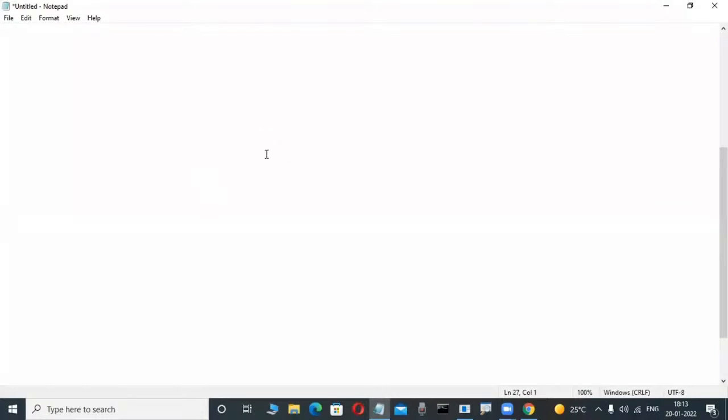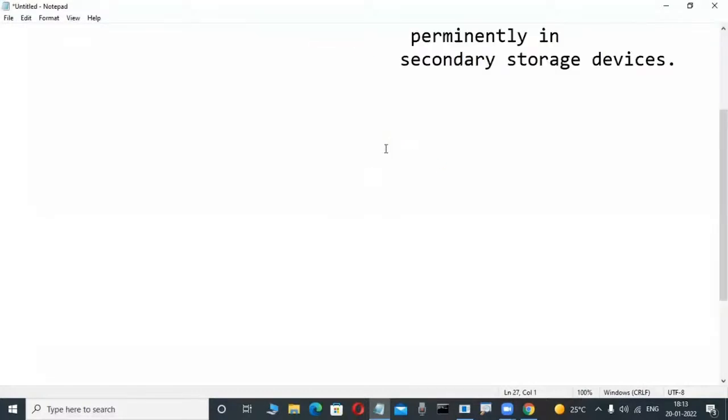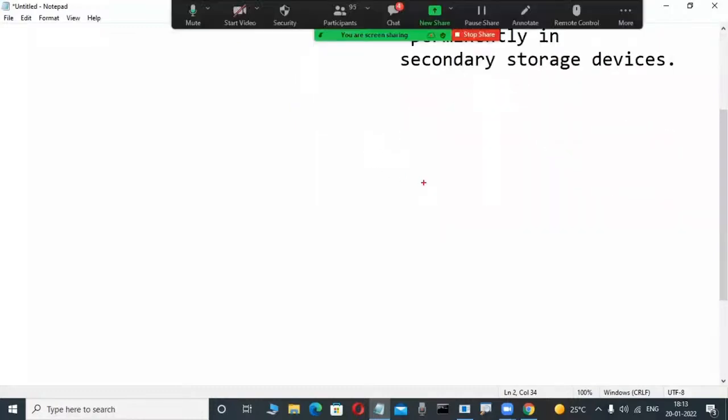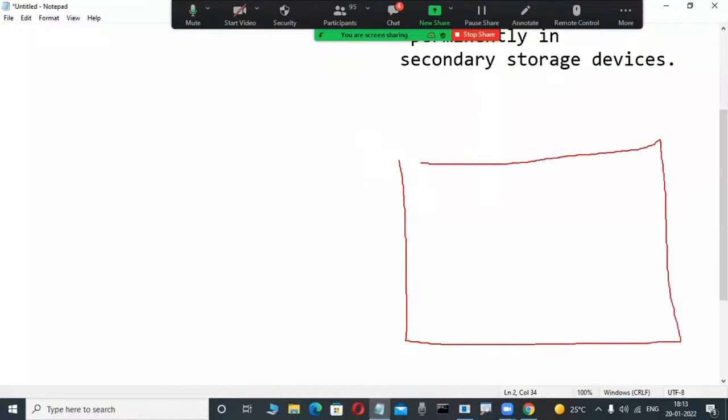Suppose I'm a first-time newcomer. How am I thinking? Oh, maybe database is nothing. Suppose I'm installing Oracle software, which is one of the database software. Whenever I install Oracle software into my system, automatically some place is created in the hard disk. Oh, maybe this place is called a database.